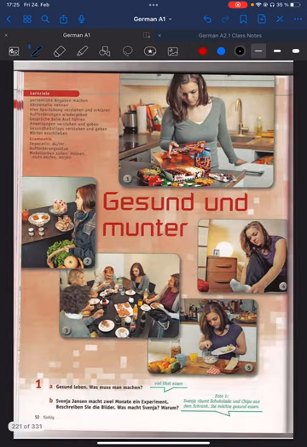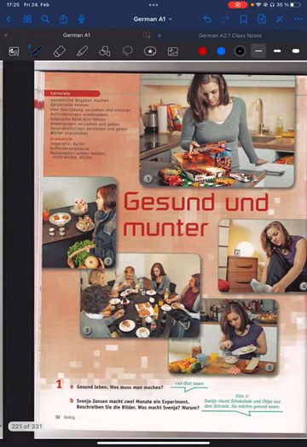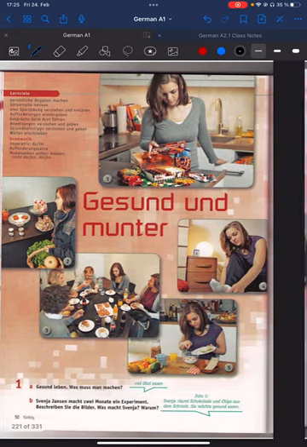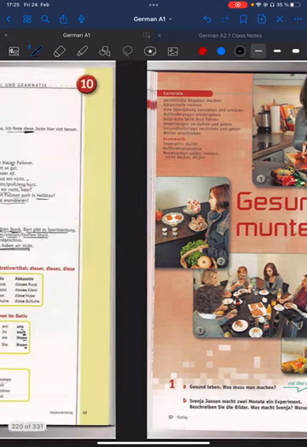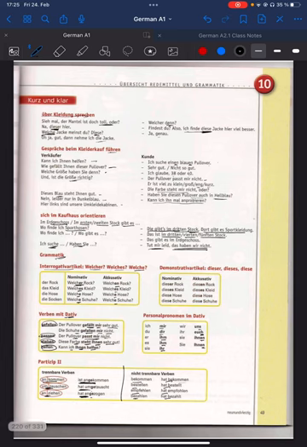In the next video we will start with Kapitel 10 of Arbeitsbuch, and then we will go ahead with 11th and 12th and Plattform 4 of Prüfungstraining, and then we are done with A1.